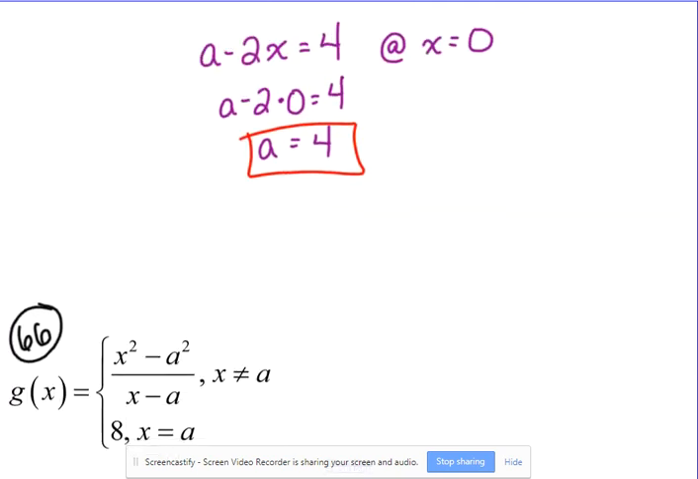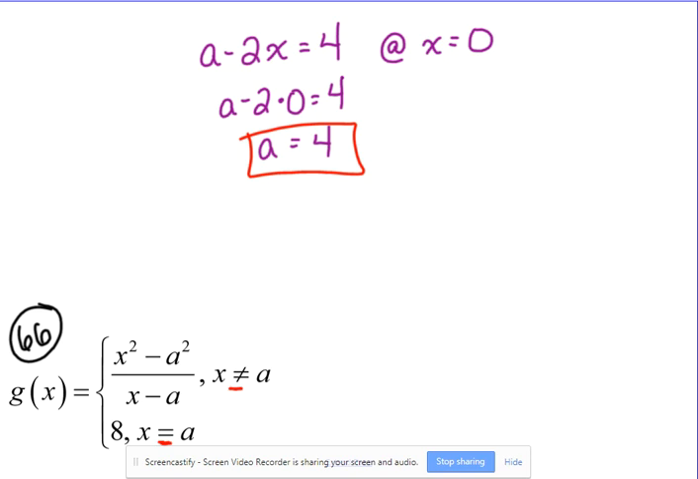Okay, let's look at another one. Let's look at number 66. Number 66 is one of those piecewise functions where we've got the equal to and the not equal to. When you see the equal to and the not equal to, you should be thinking, this is a piecewise function that has a hole. So we have a rational function for the first piece, and we've got 8 for the second piece.